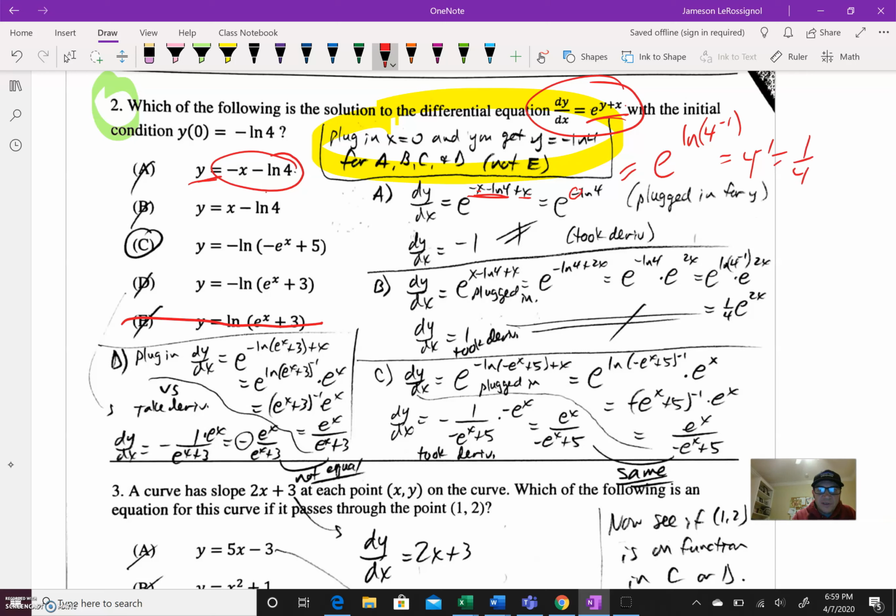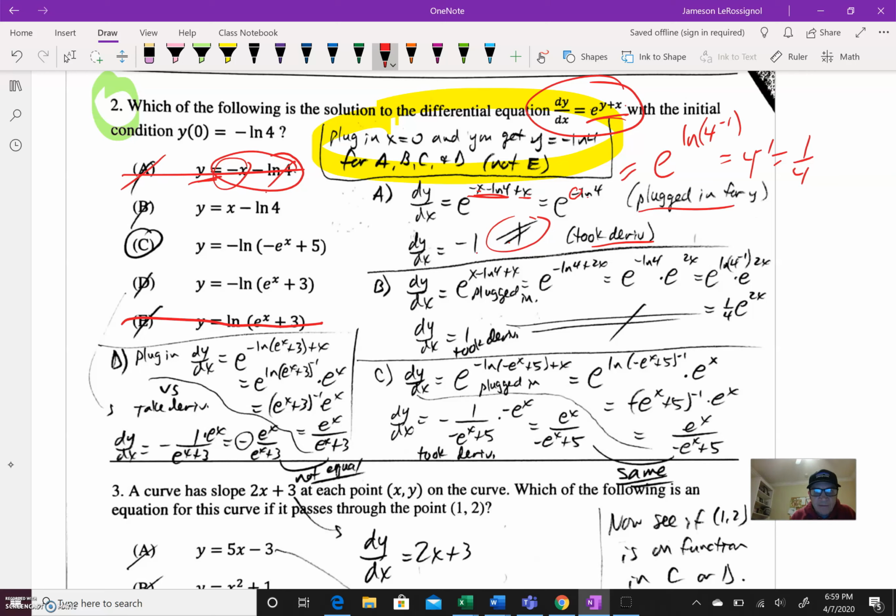Now, the other process is that you want to take a derivative. So there's 2 things: plug in for y and then take a derivative. Just go to the original equation and take the derivative. The derivative of negative x is negative 1. Derivative of a constant, gone. So now just look at these. They're not equal to each other. e to the negative ln 4 is never going to be negative 1. So A is out.